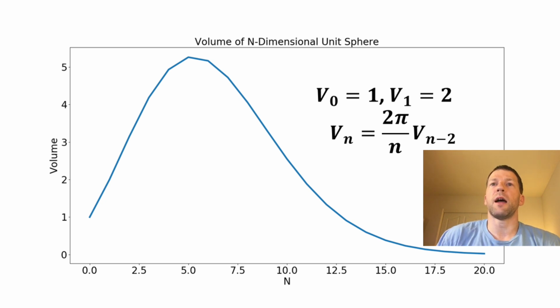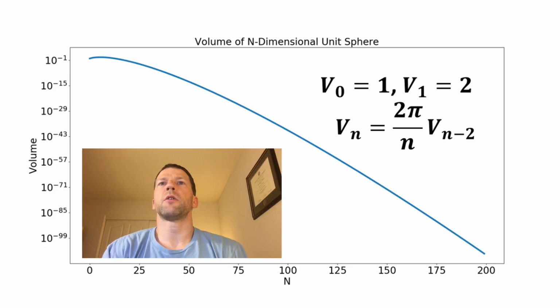If we plot this on a log scale, we'll see how quickly this thing decreases. Now let's look at the volume of an n-dimensional unit sphere on a log scale. So I'm going out to 200 dimensions, and we can see these volumes get tiny. At 200 dimensions, it's 10 to the minus 99. That's 0.00000 with 99 zeros, 1. It's this tiny, tiny value.